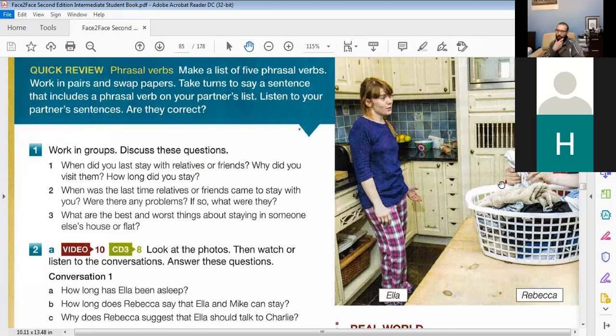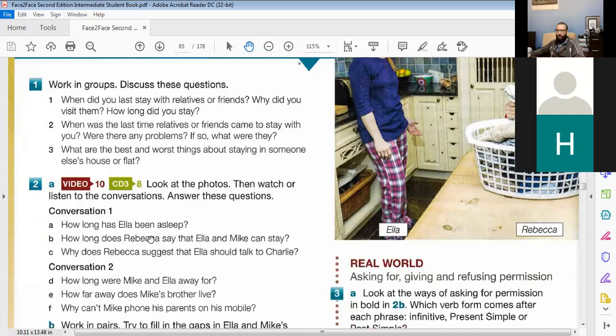Maybe Rebecca and Charlie live near the airport, so they just stayed here for one night to sleep and go back. I don't know the reason, but anyway, they're back from India. This is the story. So let's try to cover these questions.